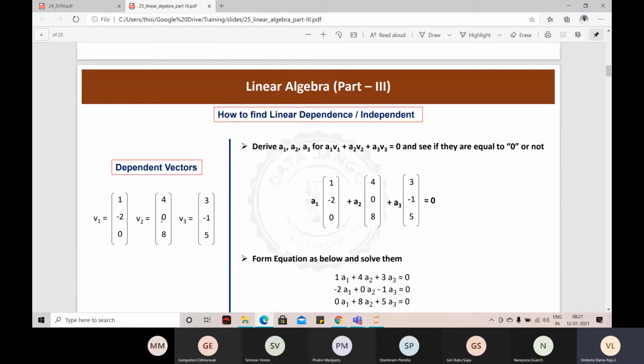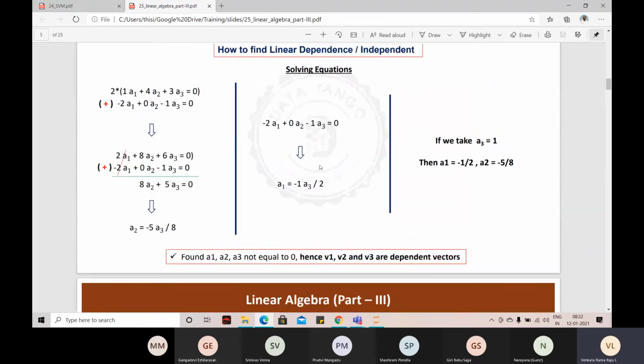That means you are able to generate this vector by multiplying some number with this vector and this vector. That means they have some correlation. It may be multicollinearity or strong correlation between two columns. Right? So that is linearly dependent. Got it?